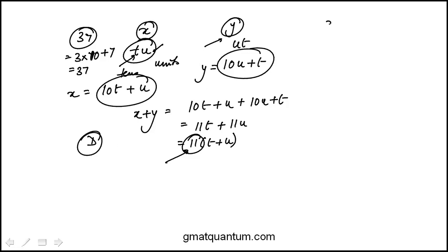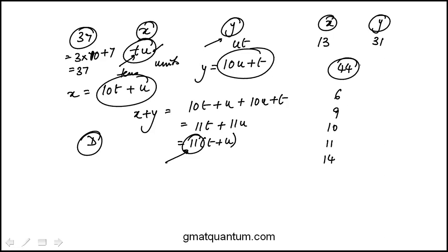The other is you can select a value for x. So let's say this is 13, then y would be 31. In this case, the sum would be 44. And then you would check the answer choices and see which one is a factor of 44. So you'll see 6 is not, 9 isn't, 10 isn't, and 14 isn't. So the answer is 11, which is again choice D.